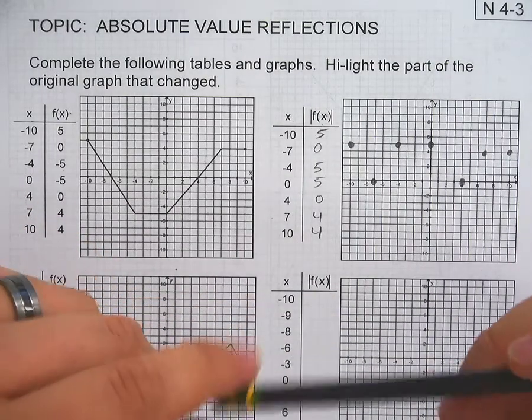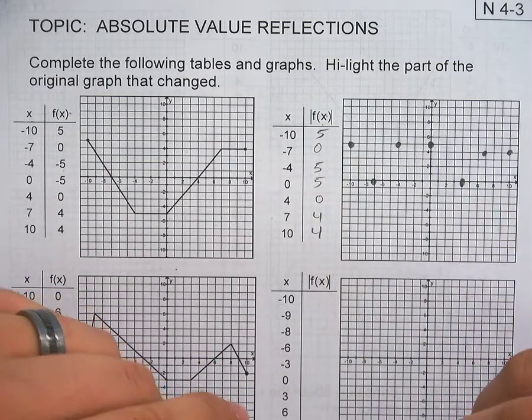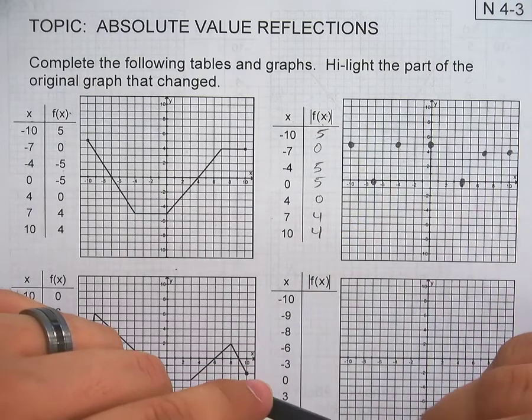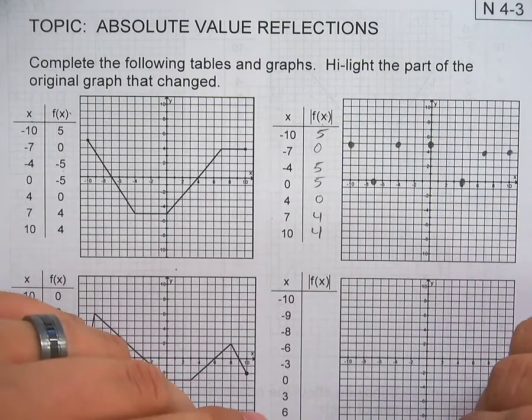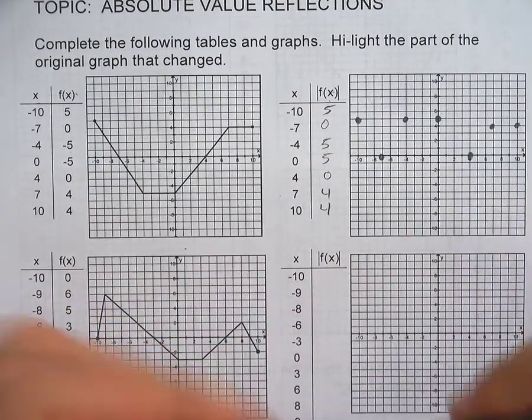Now what I'd like you to do really quick while I'm talking about this, go ahead and write these points down. I'll explain what they are in a minute. 5, 0, 5, 5, 0, 4, 4. Alright, now we know that the absolute value symbol takes anything that was negative and makes it positive, right?